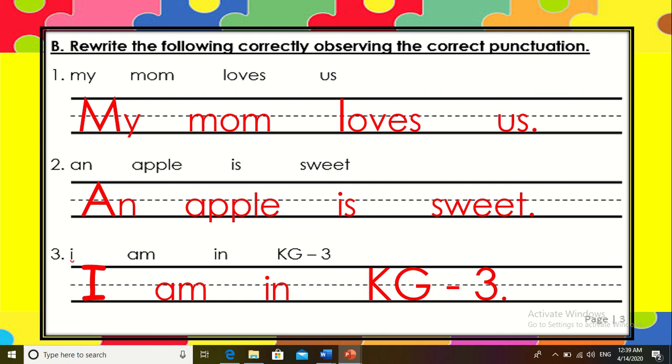Great, KGs. So I think you are ready for our quarter assessment, right? So you have to study your lesson, study those topics, KGs, and then please be ready for our quarter assessment.